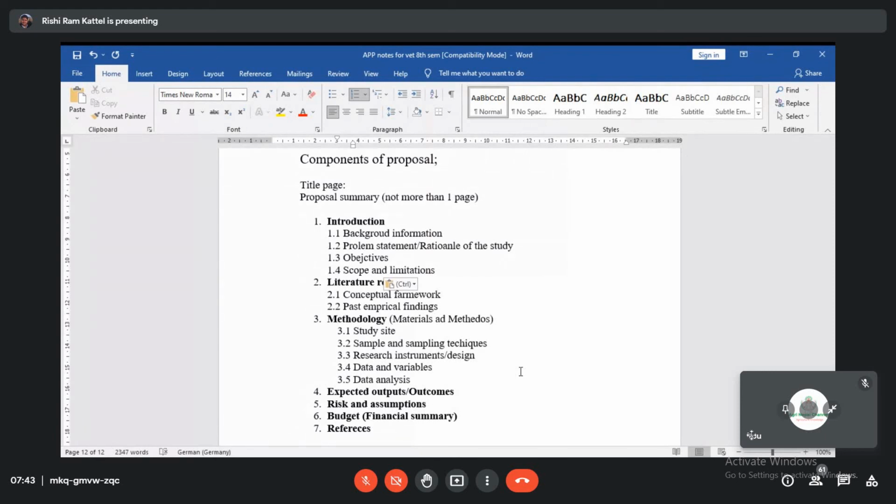Okay then, you make a literature review based on the conceptual framework and past empirical findings. After that, you make the methodology. It is called materials and methods. First of all, you have to write about the study site and talk about the sample and sampling technique.